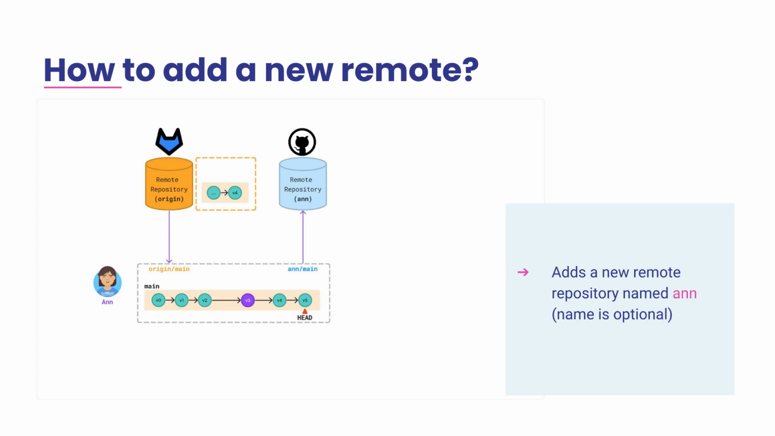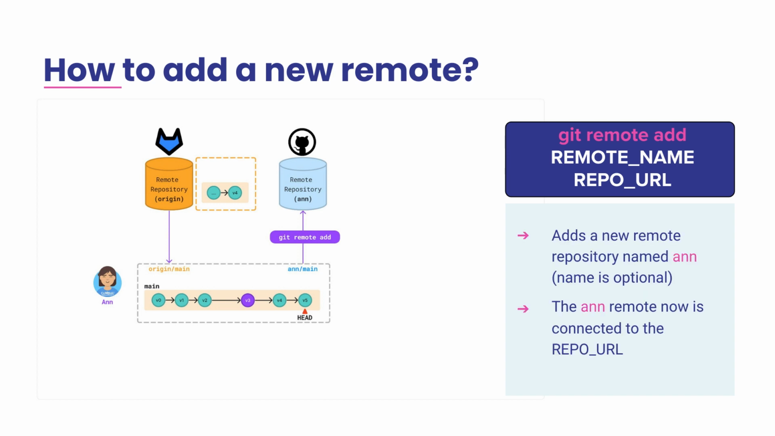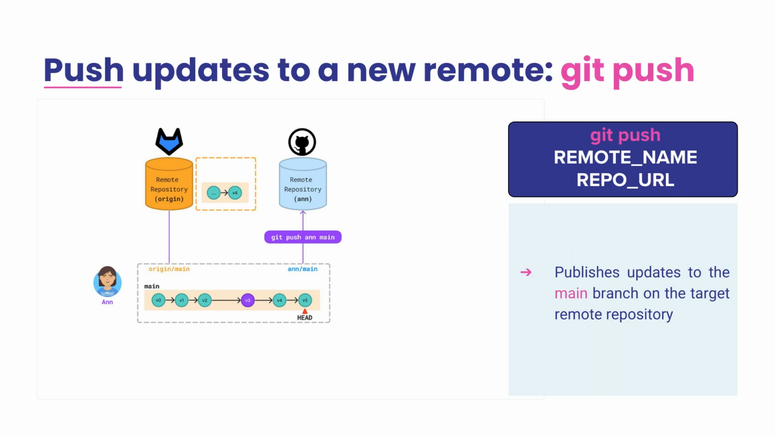Then she establishes a connection between her local machine and the personal remote repository, named Anne, using the git remote add command. Now Anne can seamlessly work with two remote repositories. Finally, Anne wants to push updates to a new remote, using the git push command. This command will push Anne's updates from the local main branch to the main branch of the target remote repository.